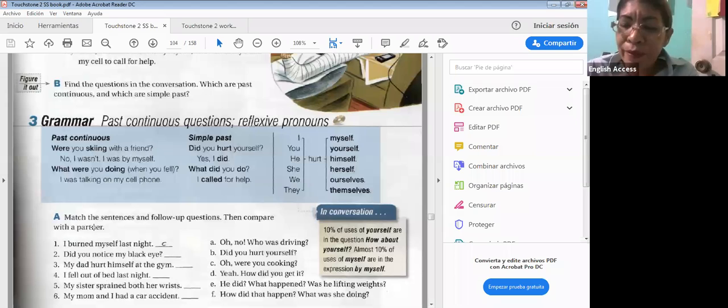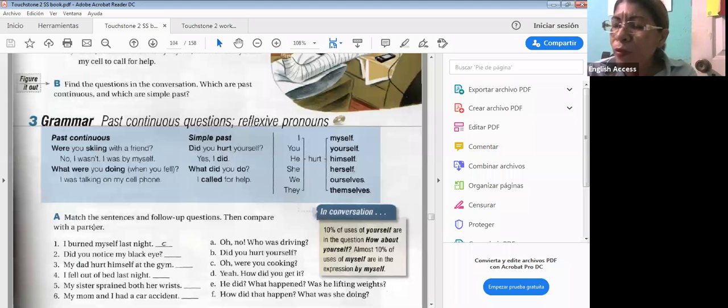For example, let's imagine that I'm a classmate like you. And you ask me, Nancy, did you do your homework? And I said, yes, I did it. I did it by myself. If I say I did it by myself, I'm saying that I did my homework alone. Nobody helped me. I did it alone. So these are the reflexive pronouns, okay?